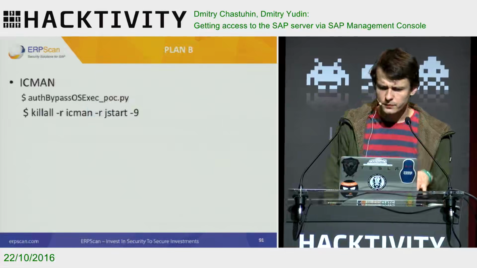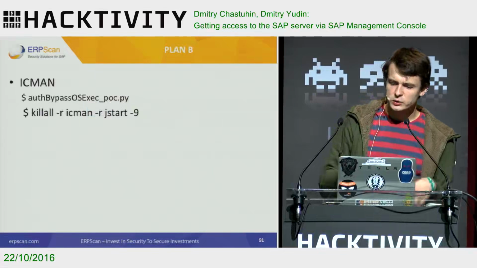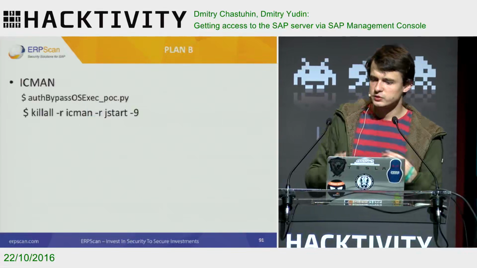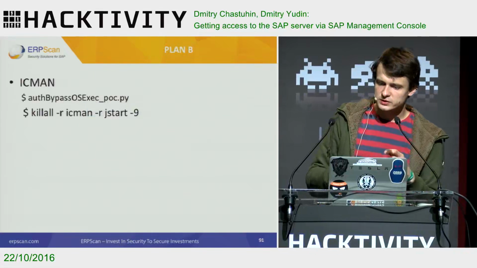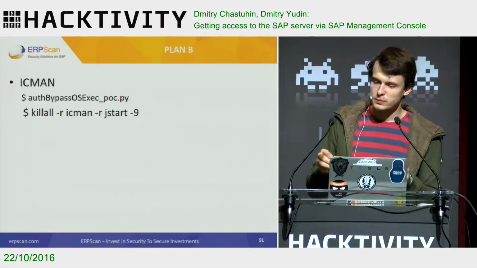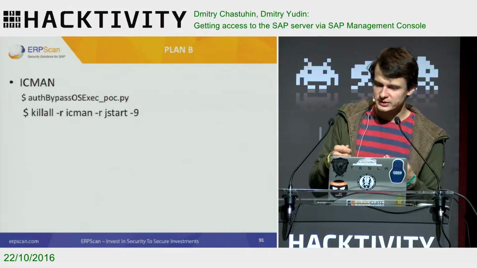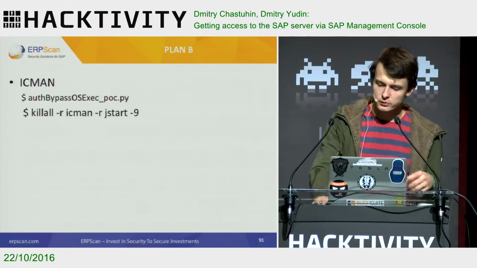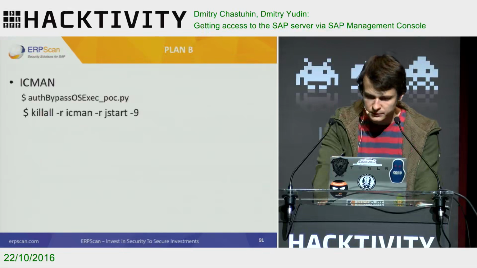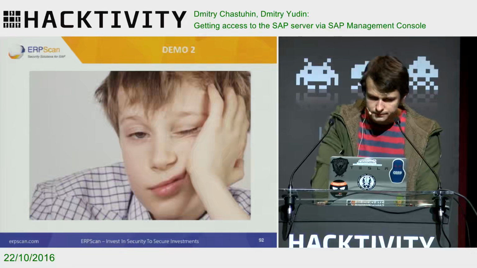So, the new plan is to run our script, which tries to execute a SOAP method request using the hard-coded username and our magic key, and we'll try to kill the ICM and JStart processes locally on the machine using the killall command. Okay.